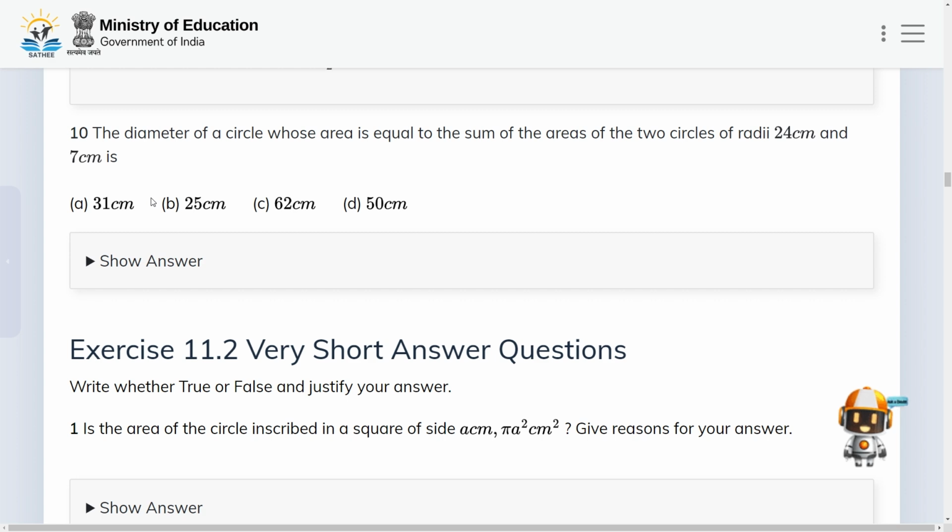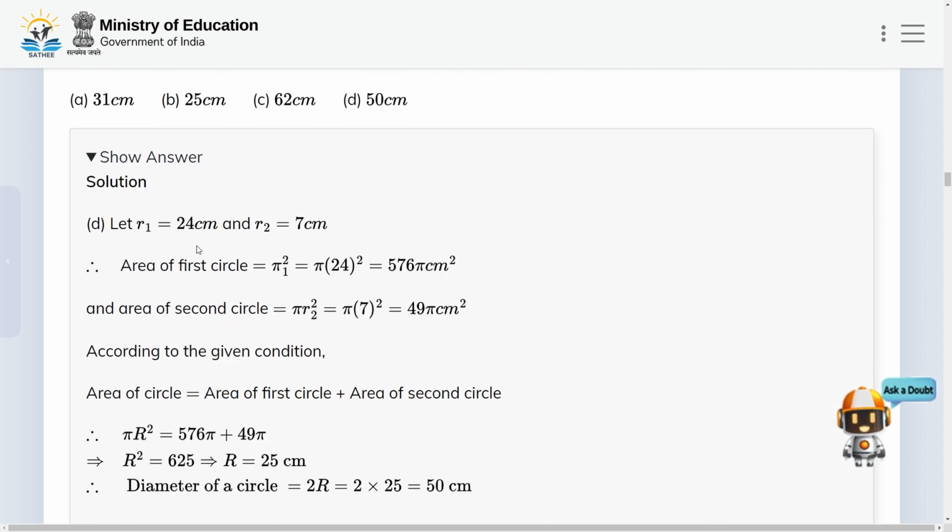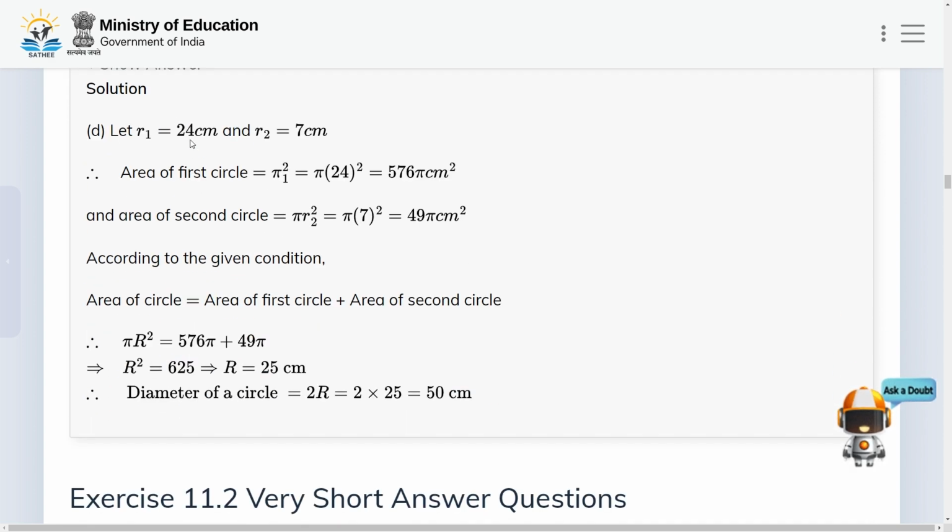So in next problem, here we have the diameter of a circle whose area is equal to the sum of the areas of two circles of radii 24 centimeter and 7 centimeter respectively. Okay, so let us solve this problem. So here first of all, let R1 be equal to 24 centimeter and R2 equal to 7 centimeter, and therefore area of first circle is pi times R1 square, that is pi times 24 square, equal to 576 pi centimeter square, and the area of second circle, pi R2 square, is equal to pi times 7 square, which is 49 pi centimeter square.